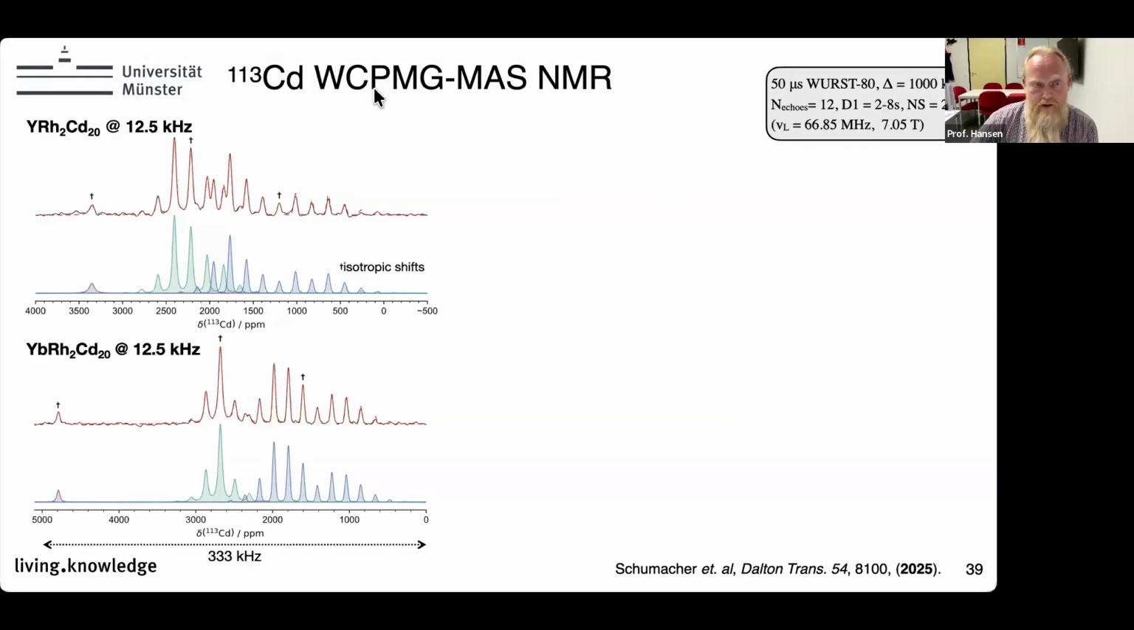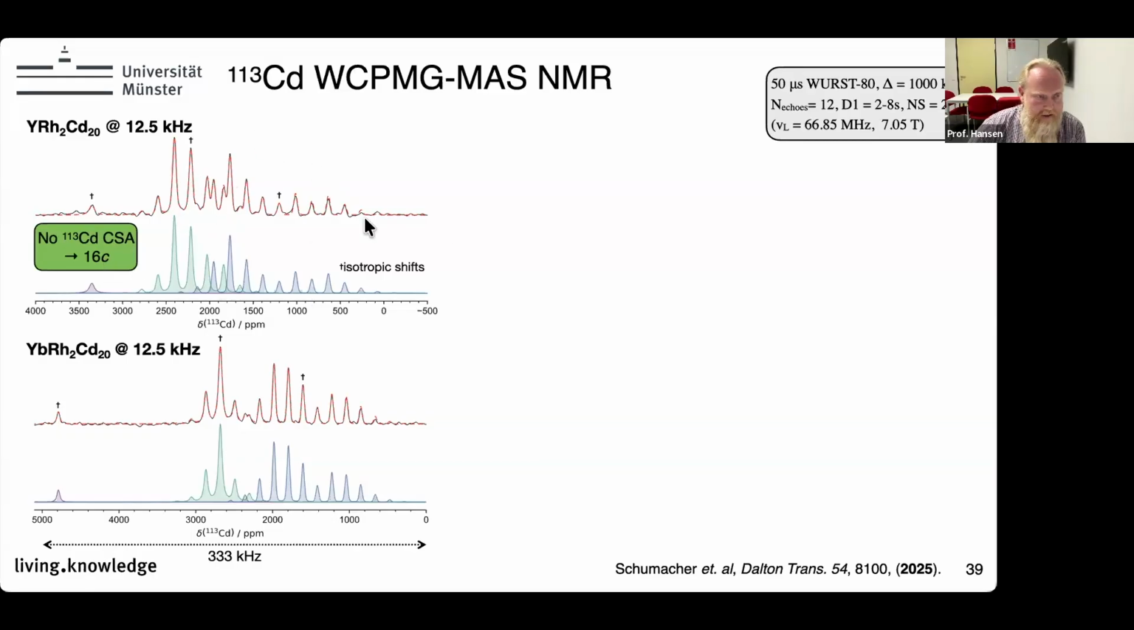Here we did WCPMG-MAS NMR at 12.5 kilohertz for the yttrium phase and the ytterbium phase, both at 12.5 kilohertz. As you can see, I've already marked them. We have one signal here, where the shift depends on the rare earth element. It doesn't show any anisotropy. So this is the position in the crystal structure related to the 16c Wyckoff position.